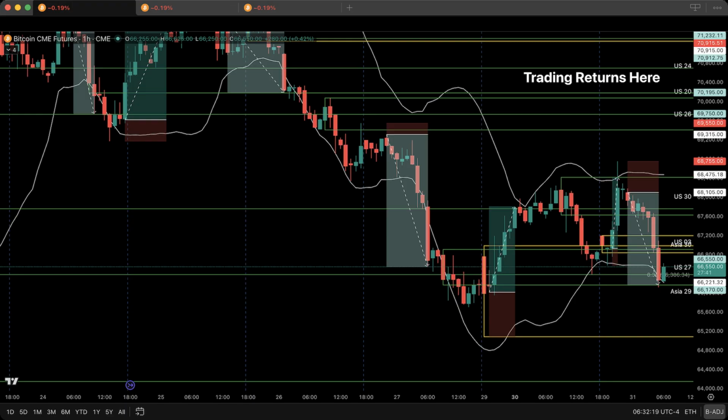This area aligns closely with the weekly 0.33 level. That matters because it adds higher time frame weight to what would otherwise look like a simple intraday structure.